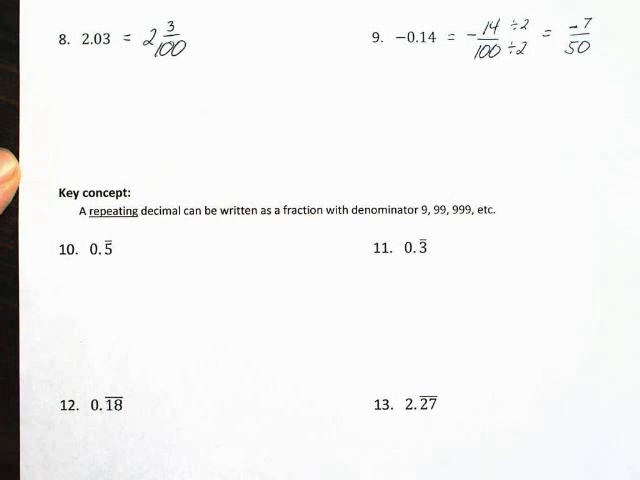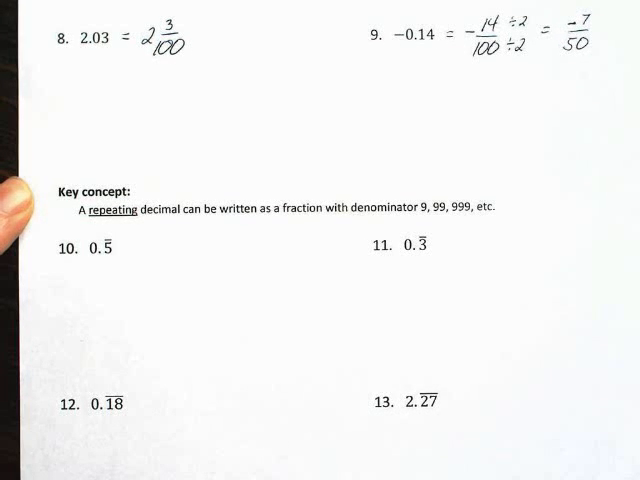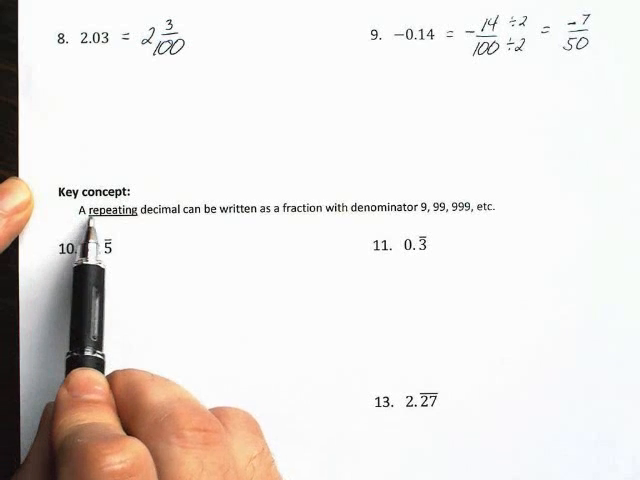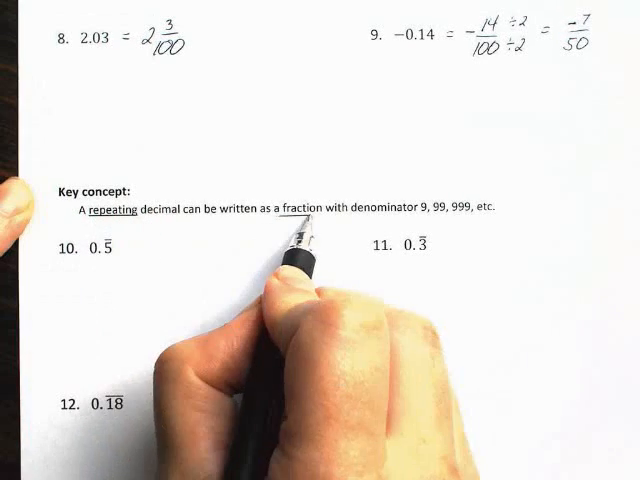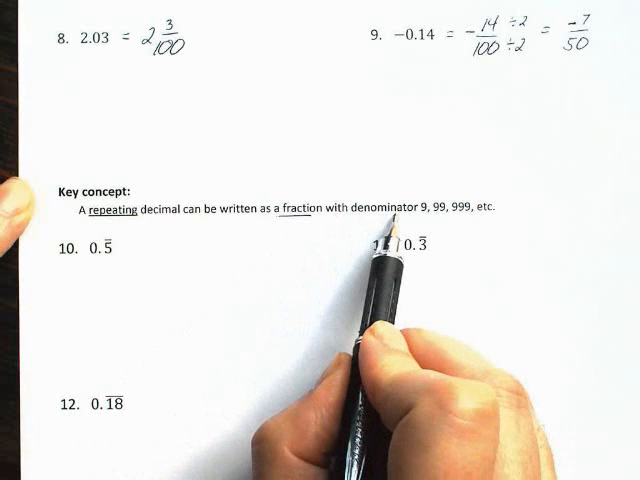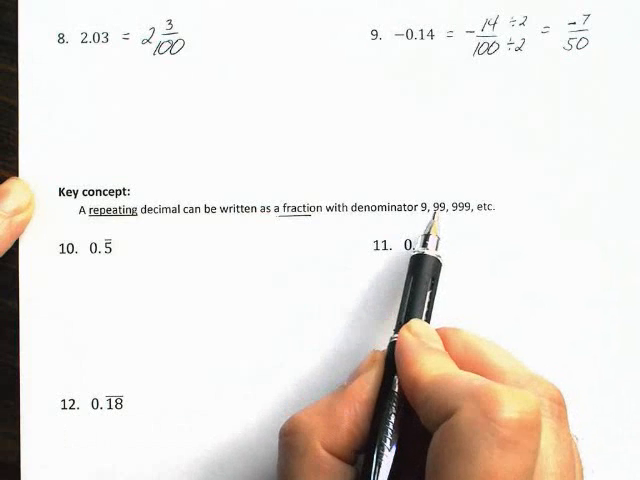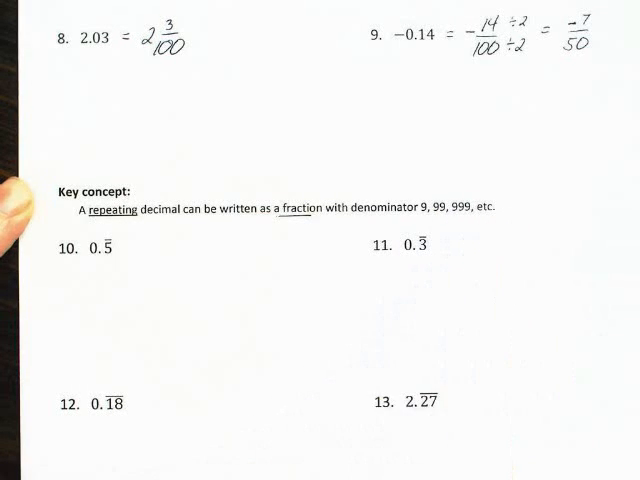Now there's one more key concept in this lesson that still has to do with rational numbers and the various forms that rational numbers can take. A repeating decimal can be written as a fraction if you use a denominator that's a 9 or a 99 or a 999 and so on.